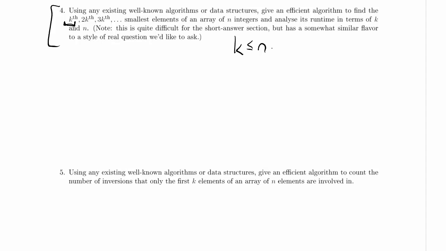It's worth noting it doesn't say to find these elements in order. So when k is equal to 1, maybe it would just be okay to return the whole array and say, here they are, and you wouldn't have to do anything to the array in that case. Or maybe this problem is really asking for them in sorted order. That's a little unclear. So let's assume, since it doesn't say anything, that it doesn't need them in sorted order.